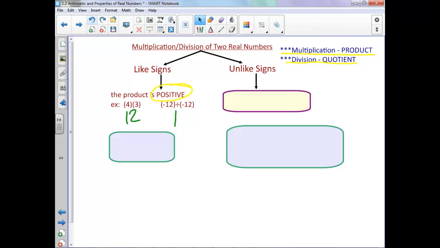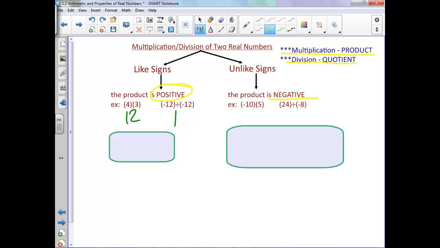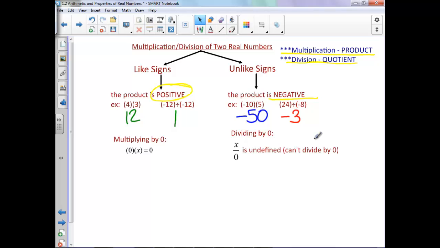Now, when unlike signs, remember this means one is positive and one is negative. And in this case, the product is always going to be negative. So for example, we have a negative 10 times a positive 5. So we know our answer is going to be negative. And then 10 times 5 is 50. Similarly, we have 24 divided by negative 8. Well, our answer is going to be negative because it's a positive divided by a negative. And 24 divided by 8 is 3. So negative 3.